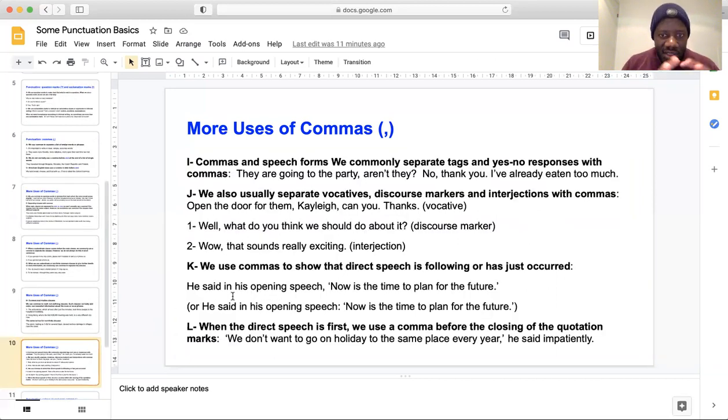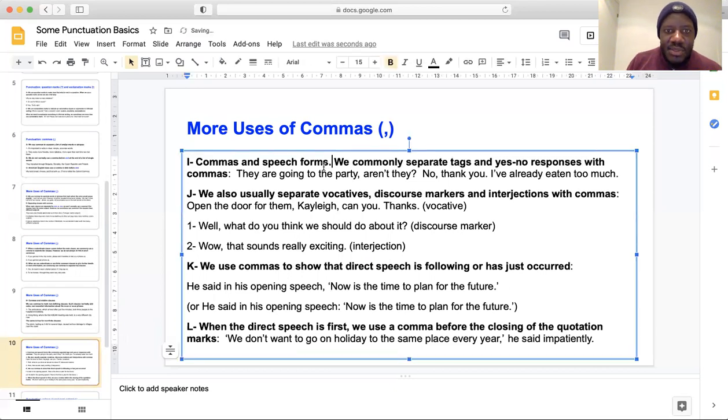And this is the last slide about uses of commas. We can also use commas in speech forms. We commonly separate tags. In tag questions, we separate the tags and yes, no responses with commas. For example, they are going to the party, aren't they? So they are going to the party is the statement, and here you have added this tag to confirm the information. You've separated it with a comma.